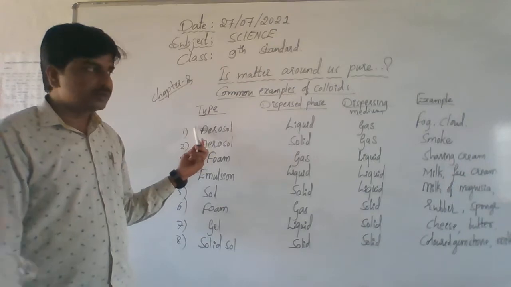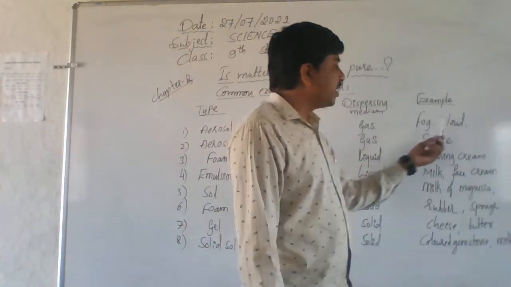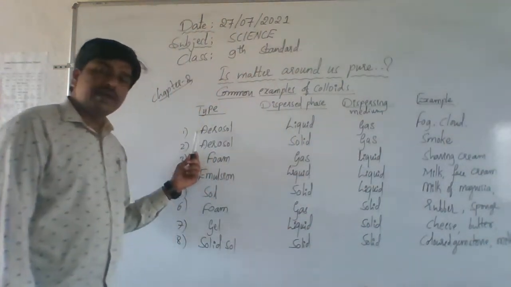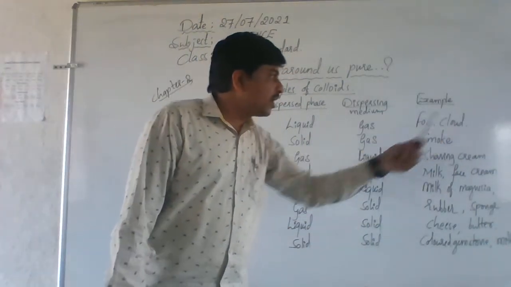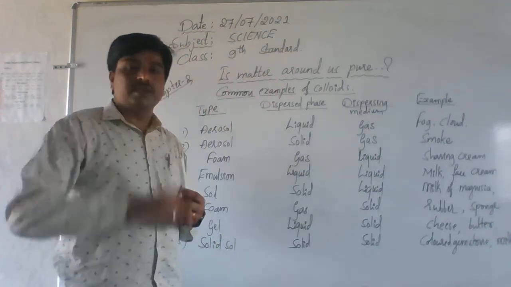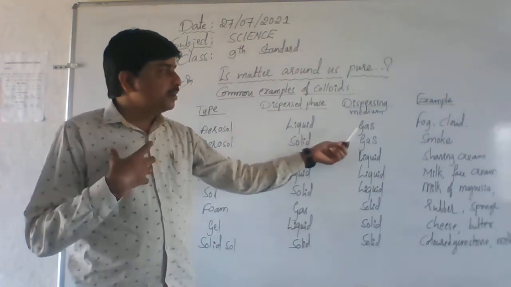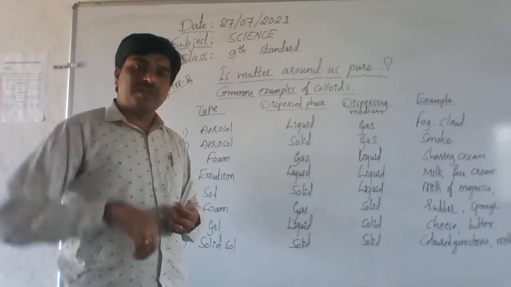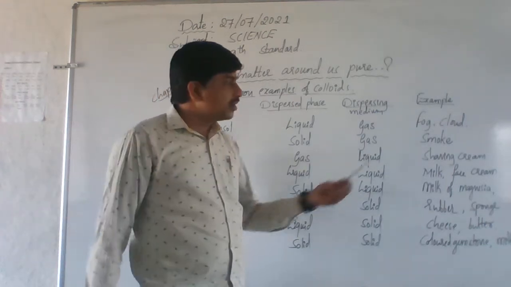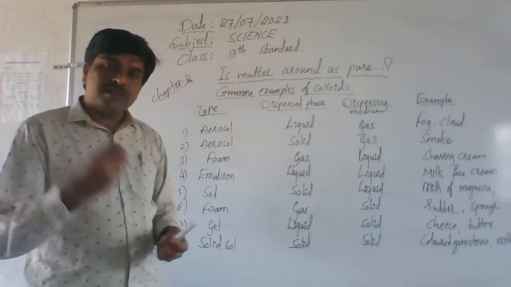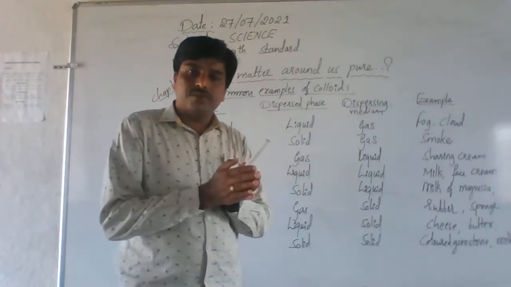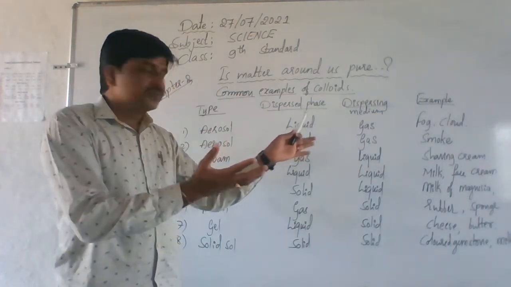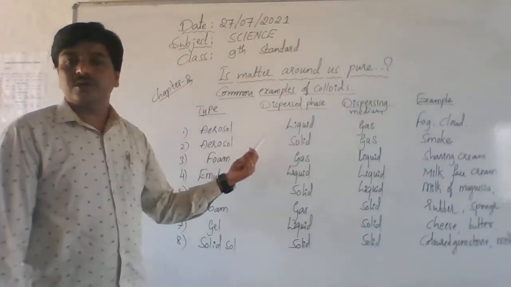Which are the best examples? Fog and cloud. Fog and cloud are said to be aerosols because here the dispersed phase is a liquid and the medium is a gas. See the fog: it is a gas that has liquid particles, and it is called fog. Those liquid particles scatter the beam of light. So if the dispersed phase is liquid and the medium is a gas, that kind of colloidal solution is called an aerosol.